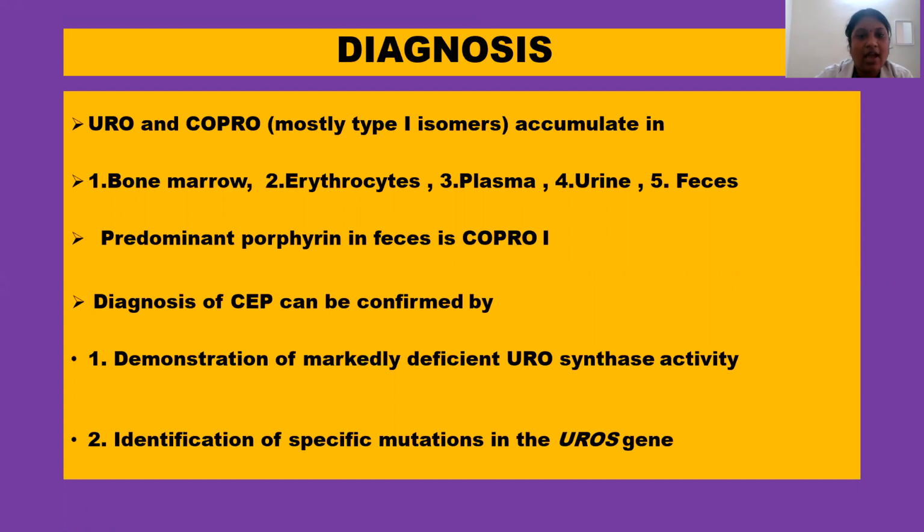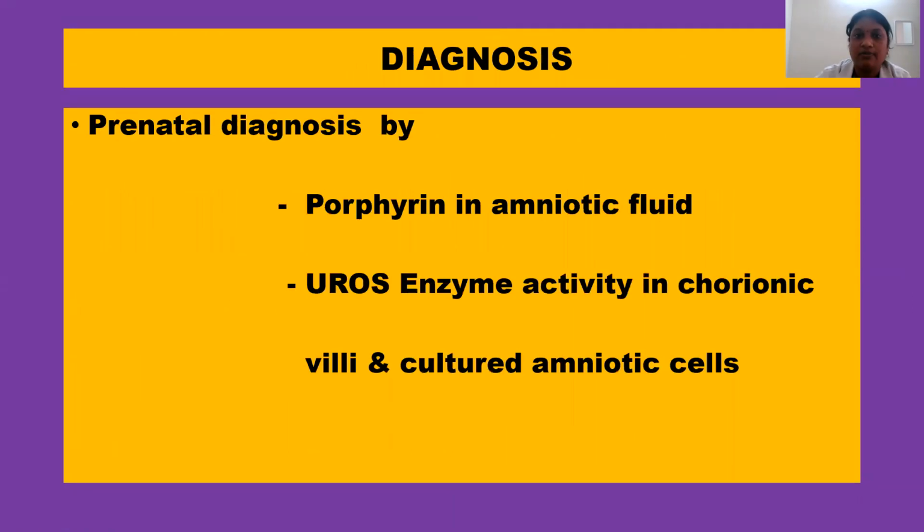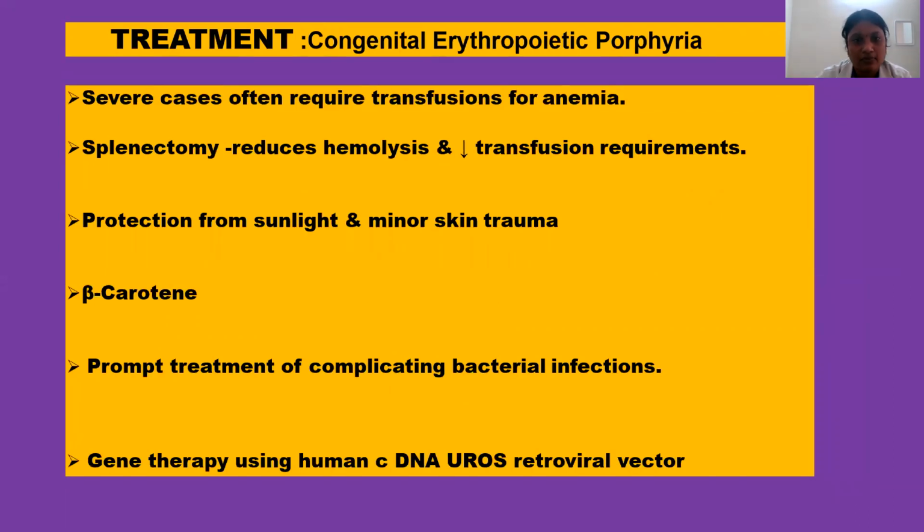urine, and feces. And diagnosis is confirmed by demonstration of markedly deficient uroporphyrinogen III synthase activity and identification of specific mutations in the UROS gene. Prenatal diagnosis can also be done by analyzing porphyrin in amniotic fluid and UROS enzyme activity in chorionic villi and cultured amniotic cells.